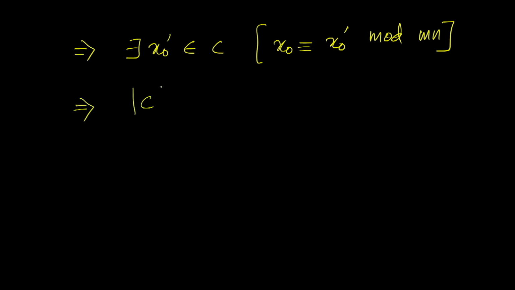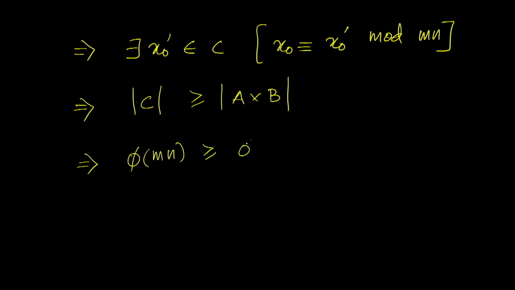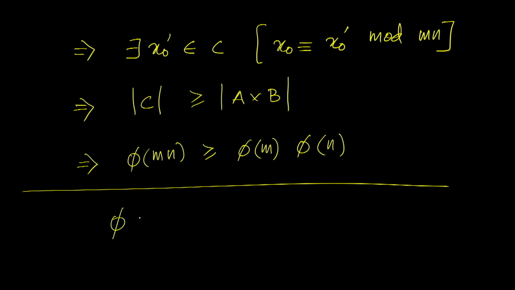This establishes that the size of C is greater than or equal to the size of A cross B. That is, for each ordered pair RS belonging to A cross B, we have been able to find an element X naught prime. In other words, phi of mn is greater than or equal to phi of m into phi of n. So, combining both, we have the theorem: when m and n are relatively prime, then phi of mn is equal to phi of m into phi of n.